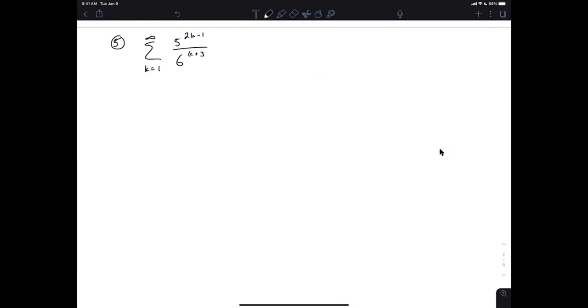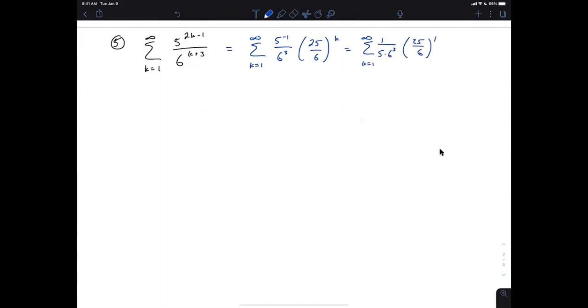You remember you have solutions to those, and you can go through and see how I've dealt with the algebra and stuff like this. But it should make sense from what we were doing last week that we can rewrite this as 5 to the negative 1 over 6 to the 3rd times 25 over 6 to the k. And then if we want to rewrite that, we can write it as 1 over 5 times 6 to the third, which we could figure out, but I don't really want to. And we get it to there.